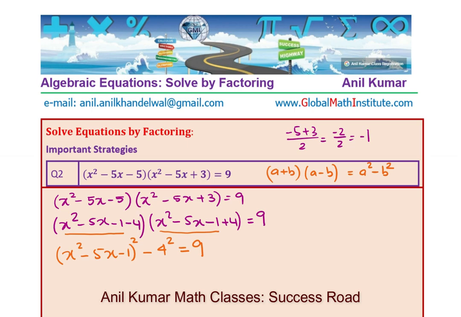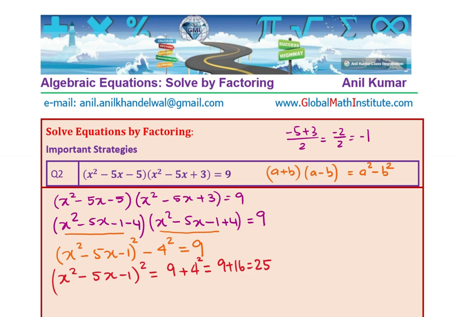Now you see, I will continue this solution taking minus 4 square to the right hand side, which is 16, right? So we have x square minus 5x minus 1 whole square equals to 9 plus 4 square, which is 16, right? Which is 9 plus 16 or 25, correct? So we have 25 on the right hand side, and x square minus 5x minus 1 whole square on the left hand side. Now I can take square root, writing this as what? So when I do square root, I can write x square minus 5x minus 1 equals to plus minus square root of 25, which gives me plus minus 5.